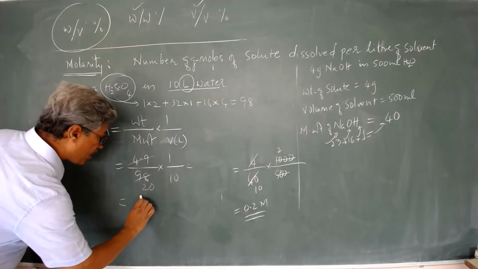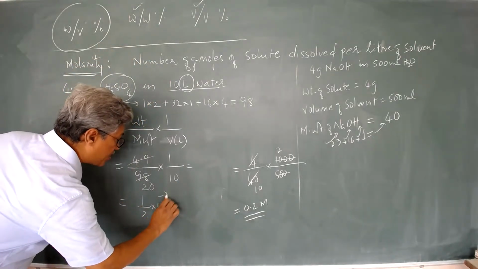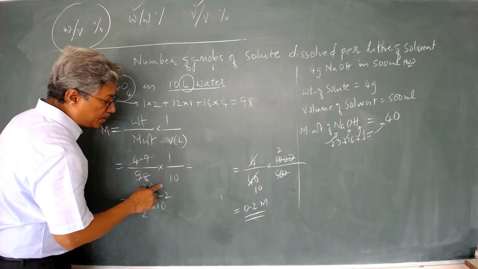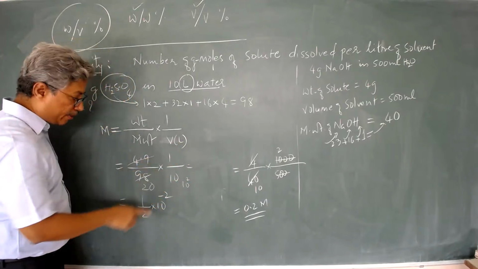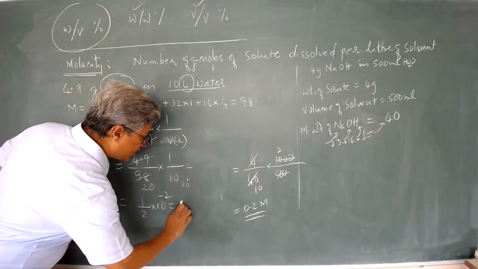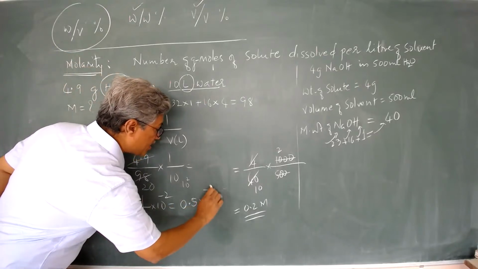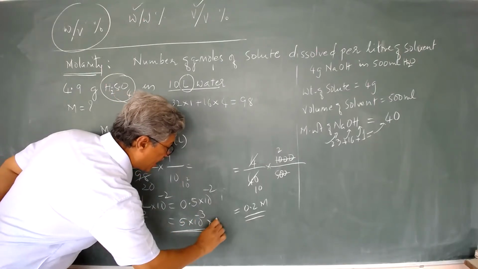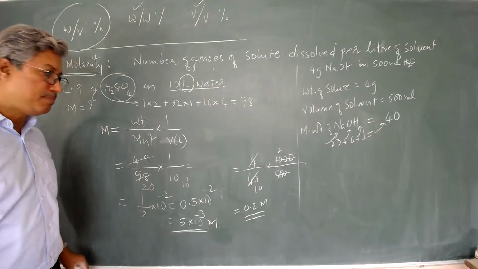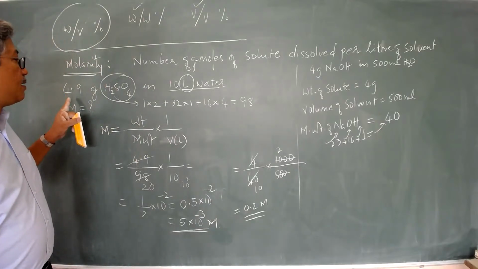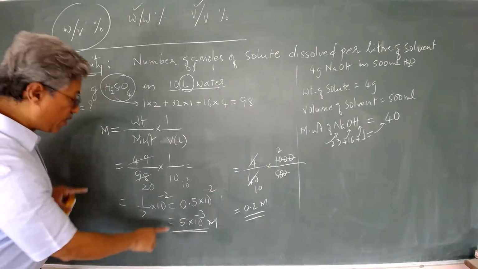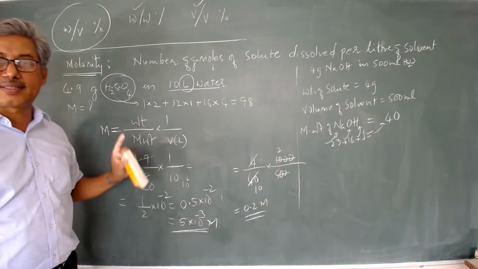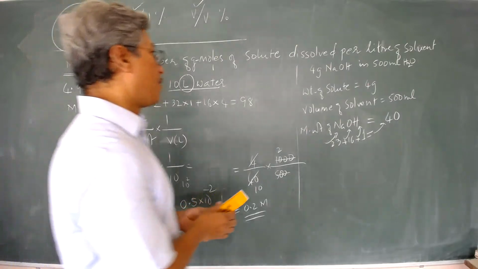We can write it as 1 by 2 into 10 raised to minus 2, because this is 2 into 10, and this 10 to the power 2 in the denominator becomes 10 raised to minus 2 in the numerator. This is 0.5 into 10 raised to minus 2, or we can write it as 5 into 10 raised to minus 3. That is its molarity. So 5 into 10 raised to minus 3 molar is the molarity of 4.9 gram of sulfuric acid dissolved in 10 liter water. Is it clear? Okay.